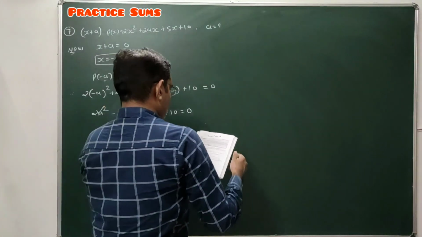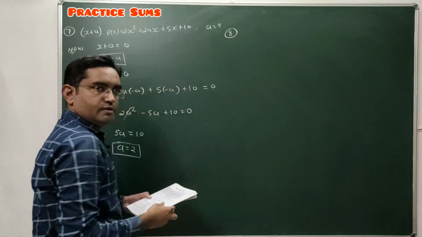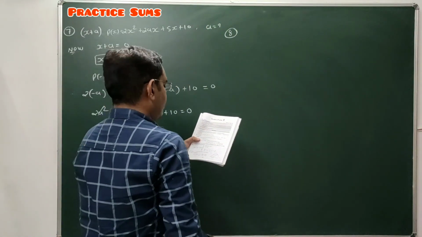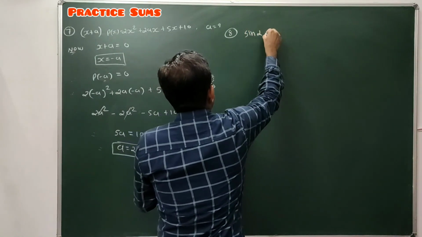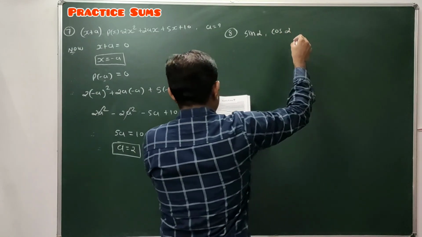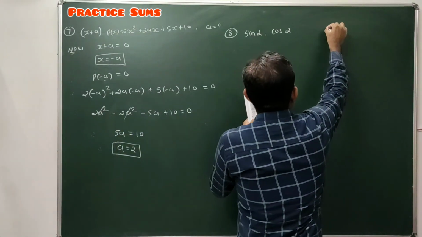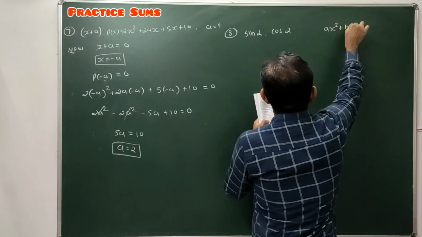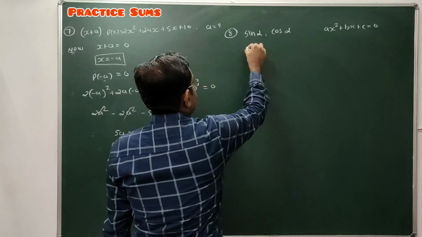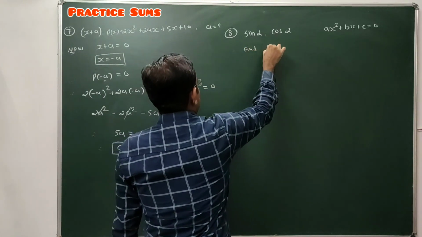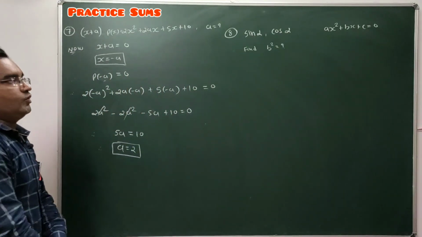Next question, which is in fact a very good question. Question number 8, students. First write down the question. If sin alpha and cos alpha are the roots of the given equation ax square plus bx plus c equal to 0, this is one quadratic equation, find the value of b square.